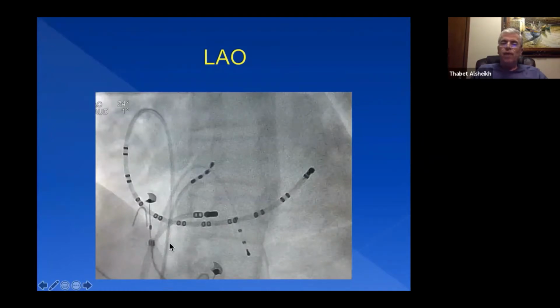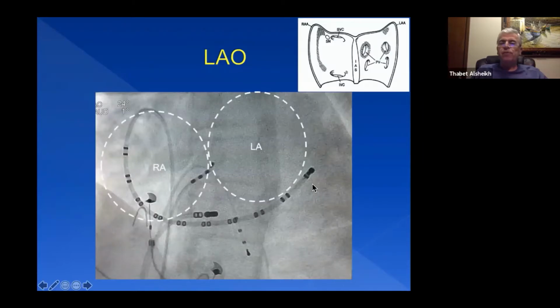We come from the IVC, turn around in the right atrium, and go into the coronary sinus. Remember, the coronary sinus separates the left atrium from the left ventricle. So it's recording the left atrium electrogram. This portion records the right atrium electrogram. This catheter here is in the His position. This catheter is the right ventricle catheter. This is an LAO projection, and this is the ablation catheter.